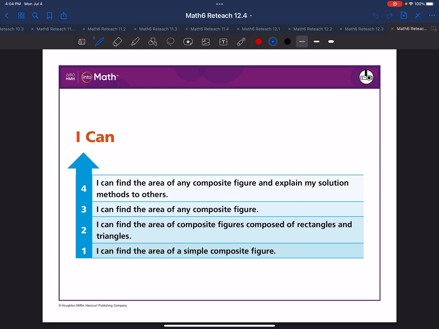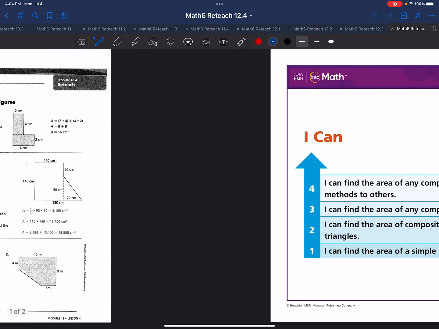We will review 6th grade math lesson 12.4. This lesson will cover how to find an area of a composite figure. Here's your I can statement. I can find the area of a composite figure and explain my solution methods to others.